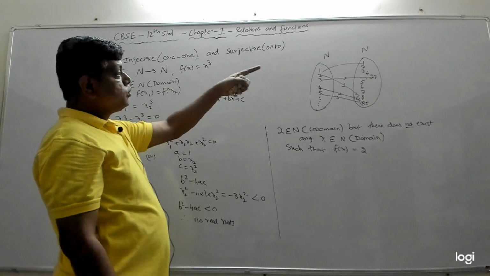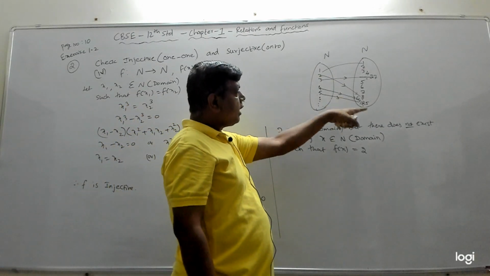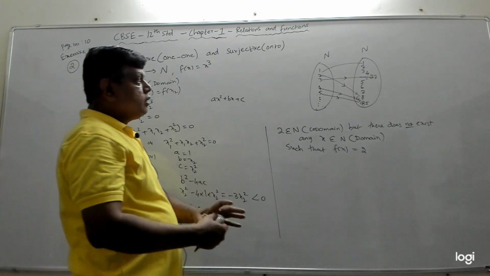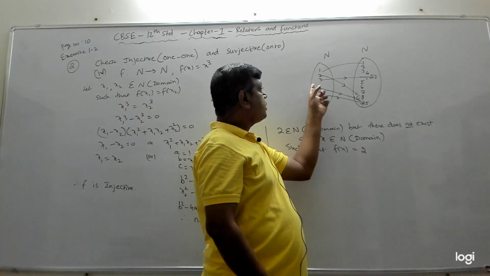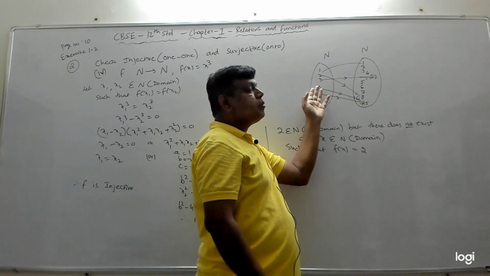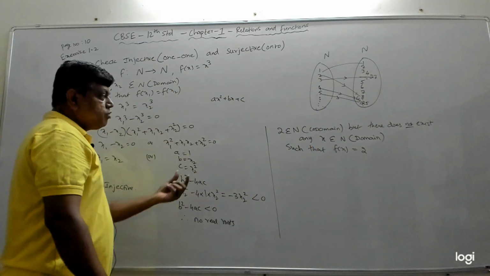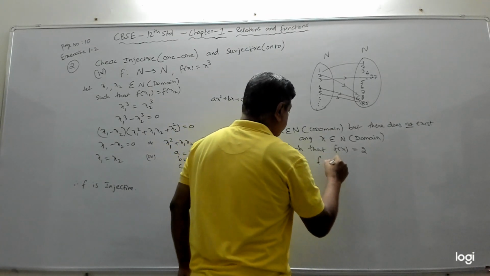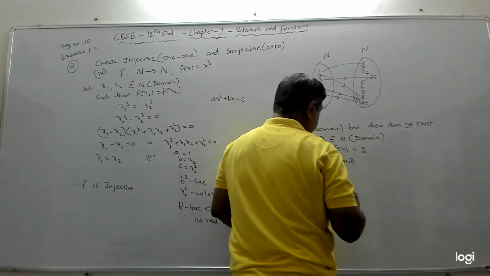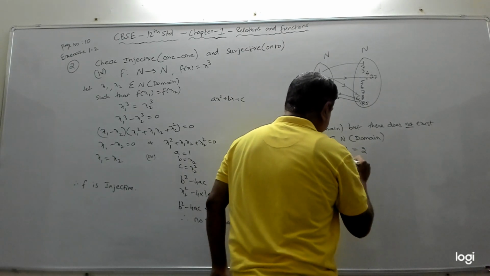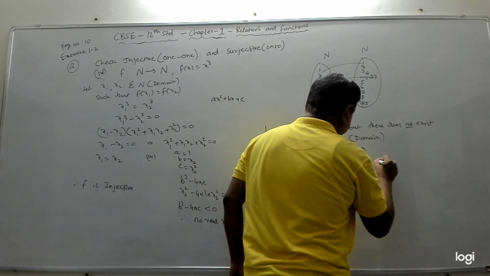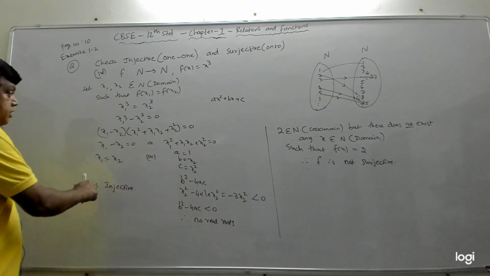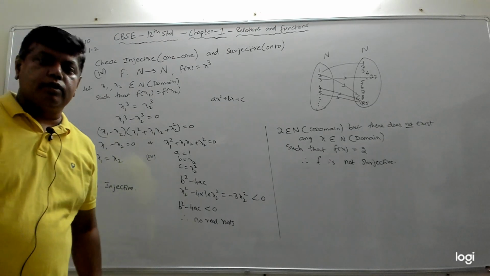So these numbers 2, 3, 4, 5, 6, 7, 9, 10, 11, 12, all of these don't have any x here, so they cannot be the image of any element in this set. Therefore, it is not onto. Even if you take one element, that is enough to say that it is not onto. Therefore, f is not surjective. Here f is injective, but it's not surjective.